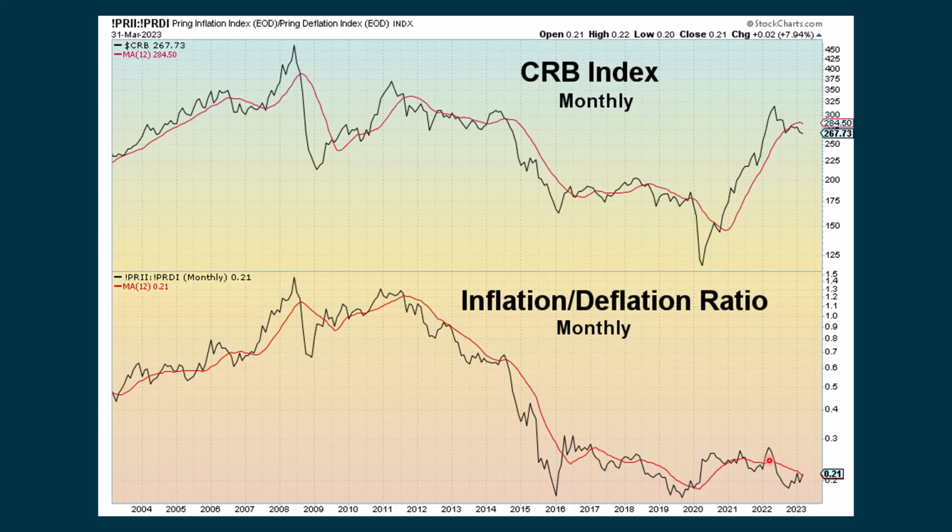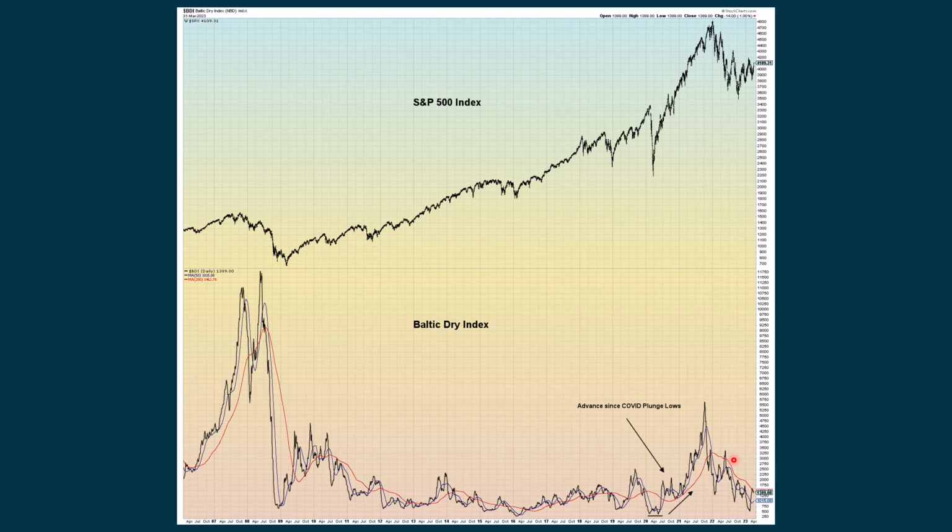If you look at the red line, you notice that it is also declining overall. So that means inflation is starting to subside. We want to keep an eye on that because too much deflation could be very negative for the markets and the economy. Baltic Dry Index, how much does it cost to ship goods from point A to point B?